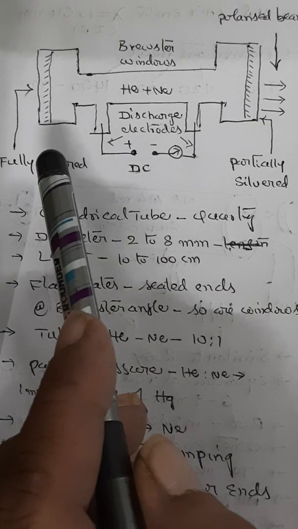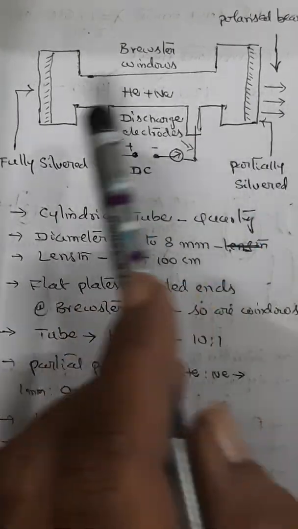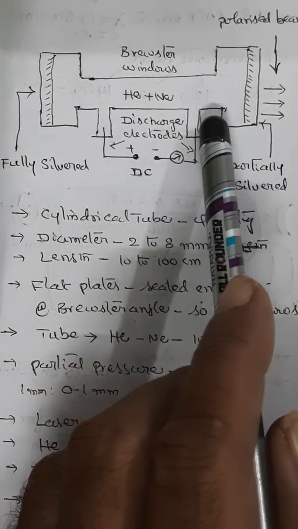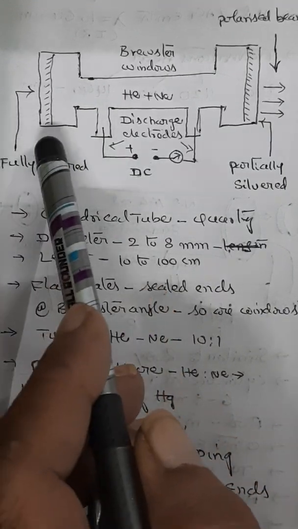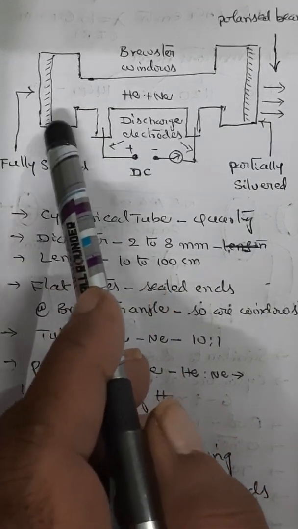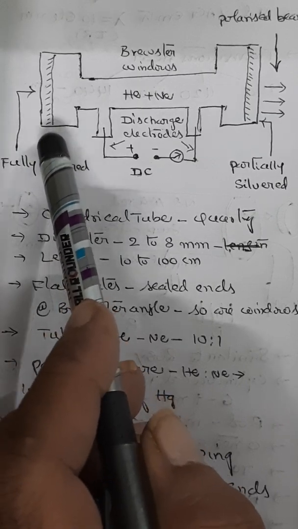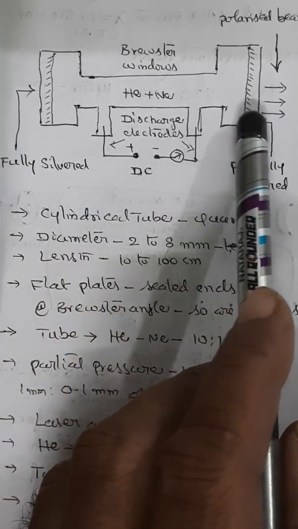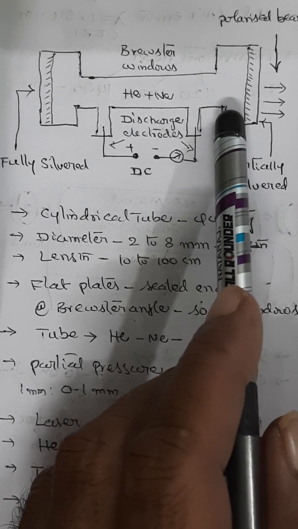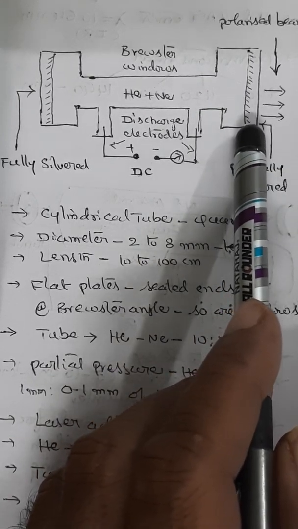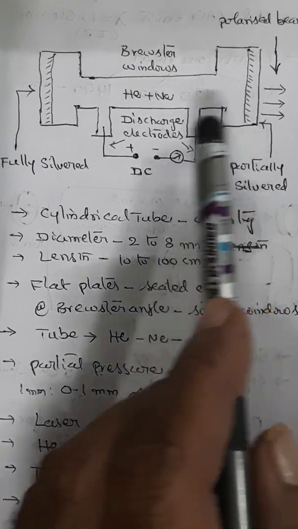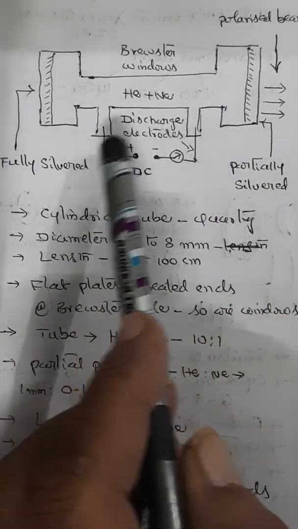Two optically plane mirrors are fixed at the two ends of the tube normal to the axis. One of the mirrors is fully silvered so that nearly 100% reflection takes place, and the other is partially silvered so that 1% of the light incident on it will be transmitted. The optical resonant cavity is formed between these mirrors.